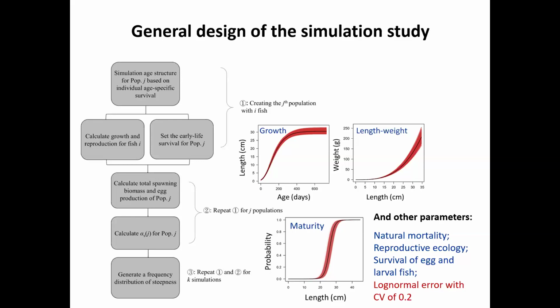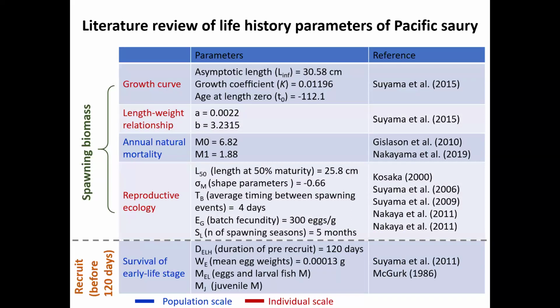Okay, so we also consider the other parameter uncertainty, like natural mortality, reproductive ecology, and survival rate, and all uncertainty is assumed to be log-normal error with the CV equal to 0.2. Okay, so this is the table from the literature review of the life history data for the Pacific saury. The upper part is the information regarding the spawning biomass. So you can see the growth, the length-weight relationship, the annual mortality, and the reproductive ecology. And the most important, the lower part is the information for the recruitment, which is the survival for the early life stage.